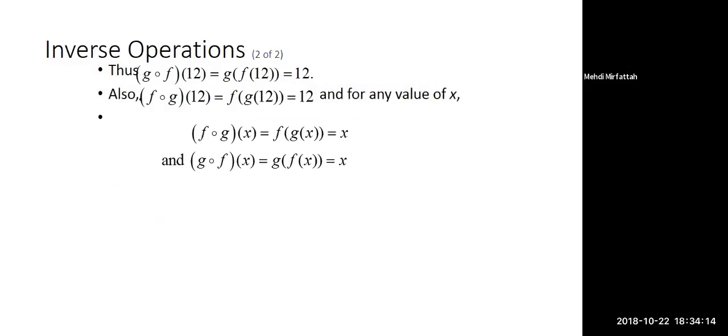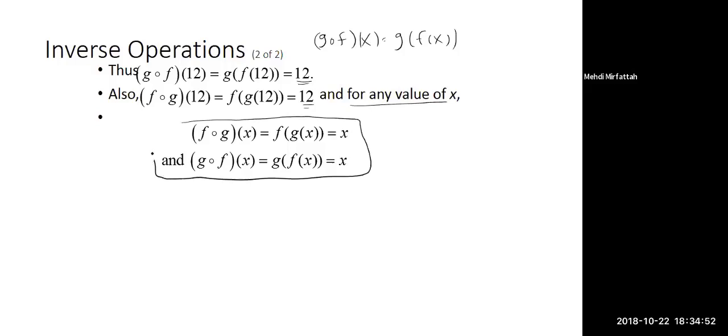So the inverse function, if you recall, the composition function, g composition of f is the composition of g with respect to f, which is equal to g of f of x. So this means g of f of 12 and f of g of 12 is equal to 12, and for any value of x. So this is something that you want to write down on your summary sheet right there.